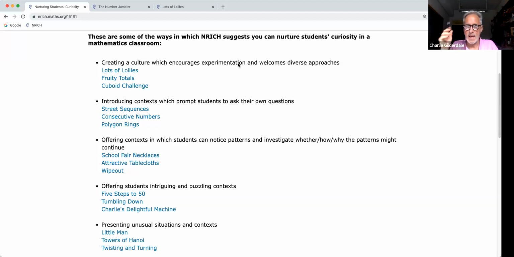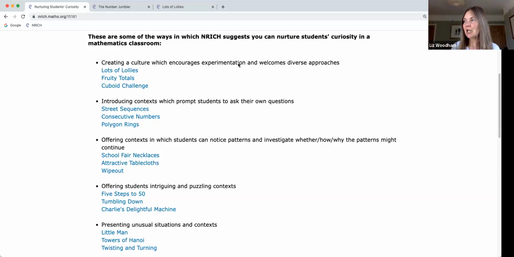So as Liz was saying, creating a culture which encourages students to ask questions and experiment, and offer them contexts in which questions might crop up. We often, when we're working with students, say, what do you think a mathematician might ask themselves next? So that students realize that to be a good mathematician doesn't just require students to answer questions, but also to ask good questions. Exactly.